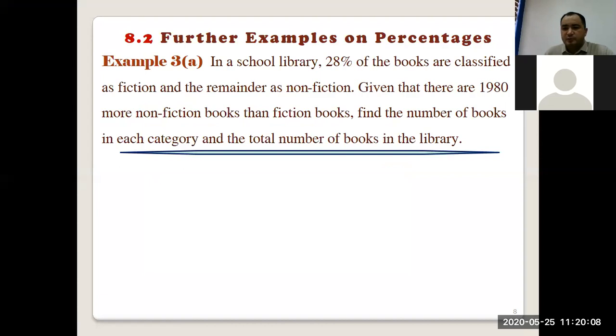All right, percentage problems. Another example, further examples on percentage. Let me just keep my calculator here.